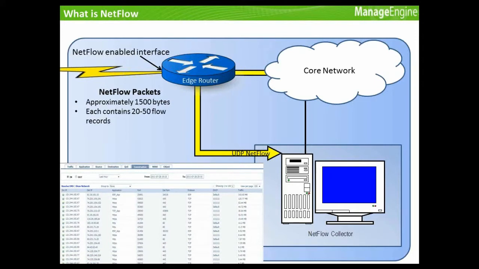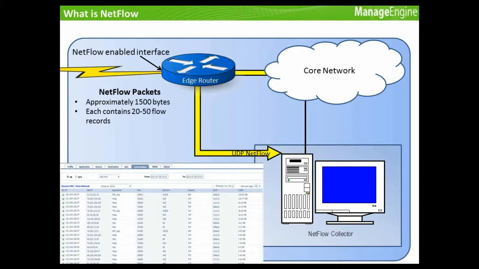You have your network, and most people prefer it on their edge router, their ISP router, so that they can see how much of their bandwidth is being utilized. NetFlow is enabled on an interface, and the flows are sent as NetFlow packets in UDP format to your NetFlow collector. Each NetFlow packet is somewhere around 1,500 bytes, and it contains around 20 to 50 flow records. That is 20 to 50 flows.